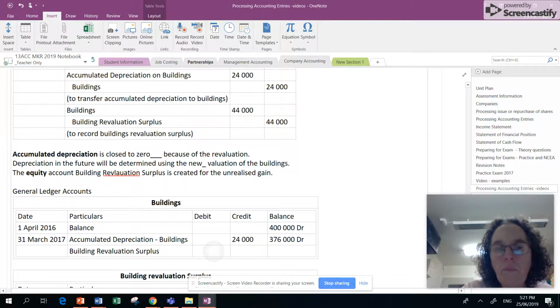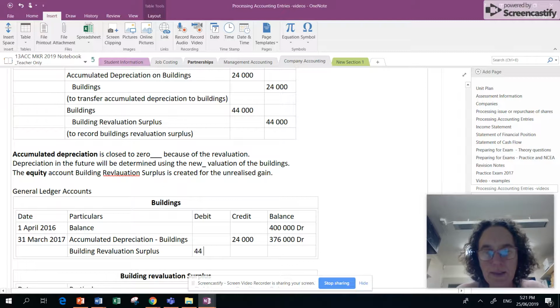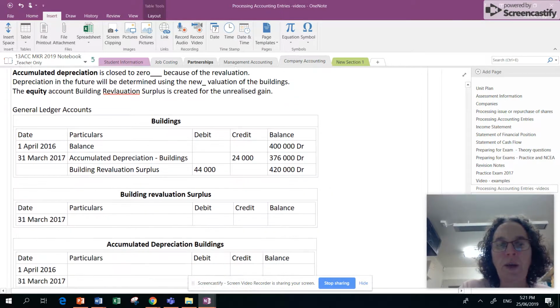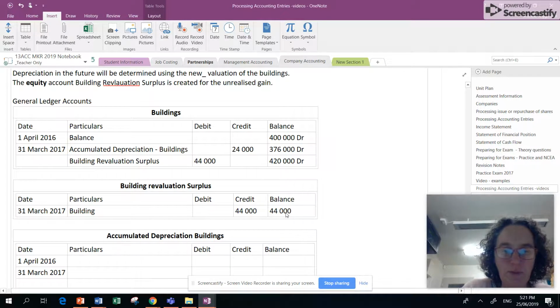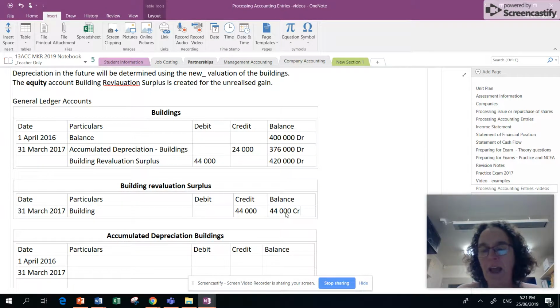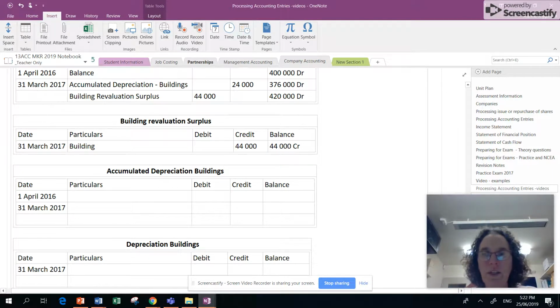Now we're going to bring in the revaluation, which will be an increase of $44,000, and it will take our buildings account to the $420,000, which is the new revaluation. Our buildings revaluation surplus account is going to be a credit in here because it's an equity account. If we'd had other revaluations, this would already have a balance, but we don't. We just have our new one. Remember, this gain is going to be recorded in our income statement under comprehensive income.